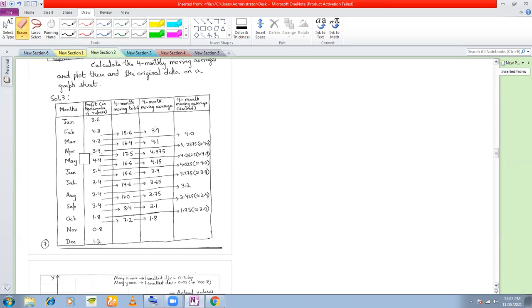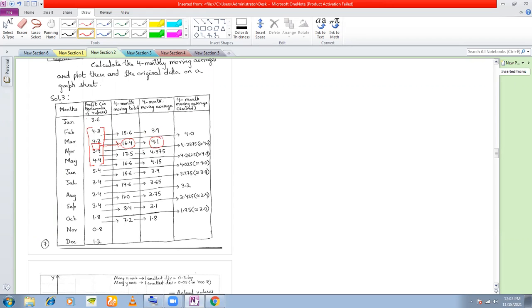And next what I do is I take the next 4 values, and because this is the middle part, I write the total here, 16.4, and this is the average: 16.4 divided by 4 gives you 4.1.